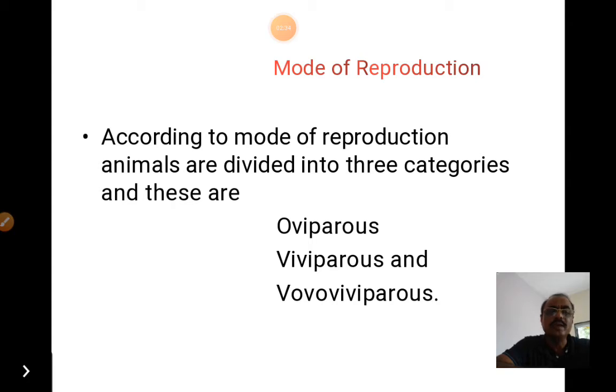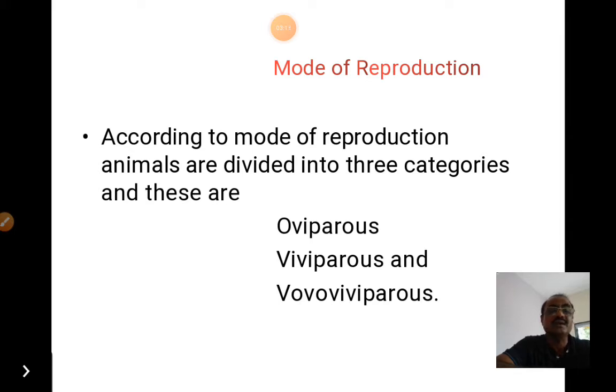Means in oviparous animals, eggs are deposited outside the body. In viviparous animals, there is direct birth. In the third category, the eggs are produced in the female body and get fertilized, the embryo grows within the eggs, and the eggs remain inside the female body until they hatch. That is the main difference between oviparous, viviparous and ovoviviparous animals. We will see in detail, step by step, what oviparous, viviparous and ovoviviparous are, one by one.